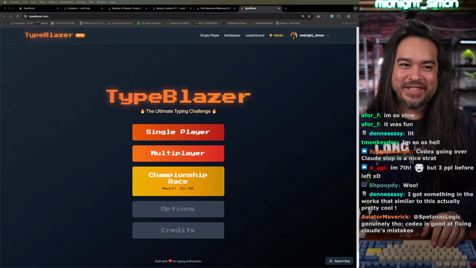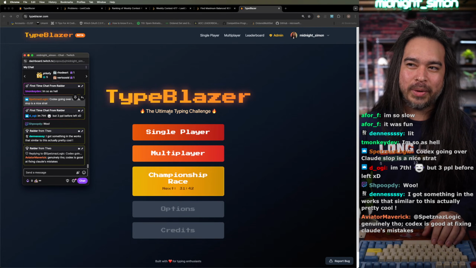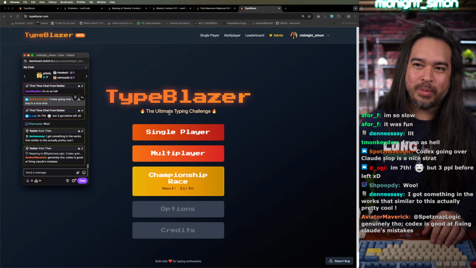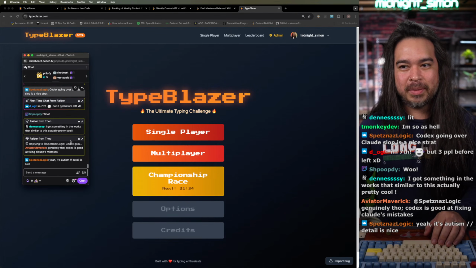Codex is good at fixing Claude's mistake. Sometimes Codex will be able to solve some weird issues that I'm having that Opus doesn't solve the first time. So I find using both of them is a good technique, man.